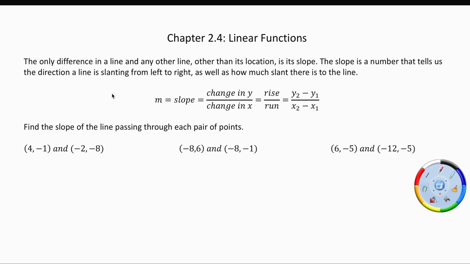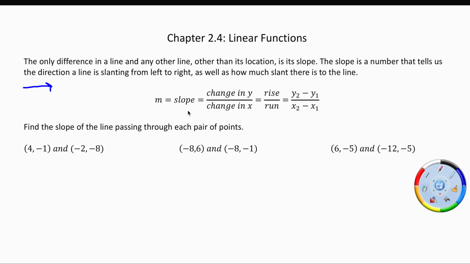Just like circles, the only difference in one line and any other line, other than its location, is its slope. By the way, just using the word line means it's straight. I don't have to say straight line. If it's not straight, we don't call it a line. We would call it a curve, right? So line automatically implies we're talking about a straight line. And the slope is a number that tells us the direction a line is slanting from left to right, as well as how much slant there is to the line. Remember, we read a graph just like we read English, from left to right.